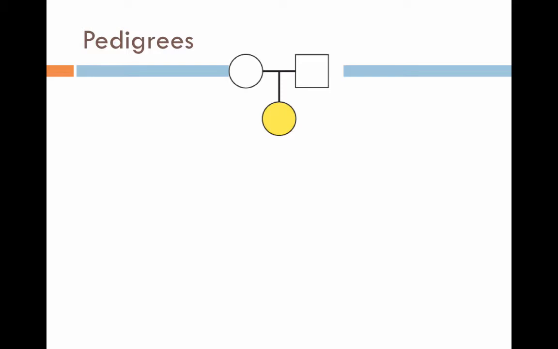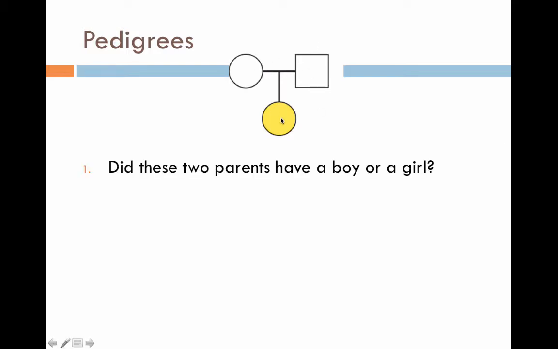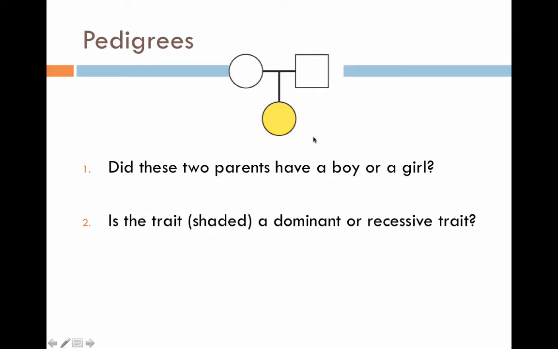This is a pretty simple one. So we have 2 parents have a kid. Question is, did the parents have a boy or a girl? Well, because it's a circle, that means they had a girl. Is the shaded trait a dominant or recessive trait? Here's where it gets a little harder. If it's a dominant trait, that means the parents must have had it because it would have to show up in the parents. So it is not a dominant trait because the parents don't have it, only the child does.